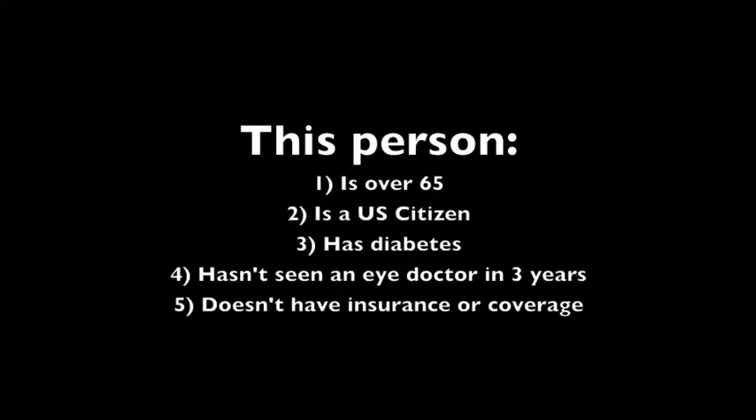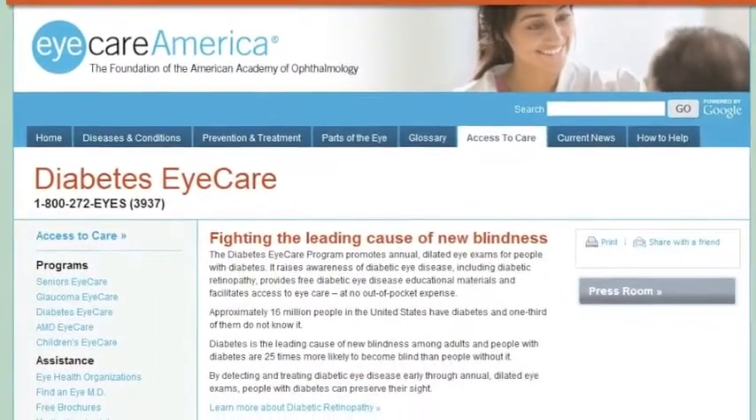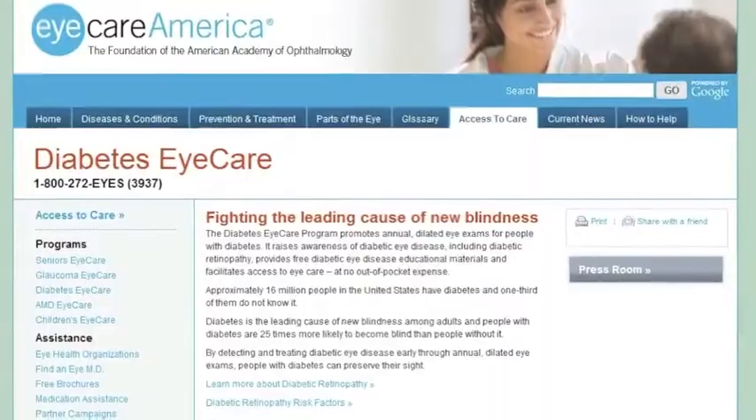She is also a U.S. citizen. Since she is at least 65 and a U.S. citizen with diabetes who hasn't seen a doctor in 3 years and has no insurance, she will qualify for Eye Care America for diabetes. Simply give her the 800 number for Eye Care America and have her speak to the representative. Can she be connected with any other programs?